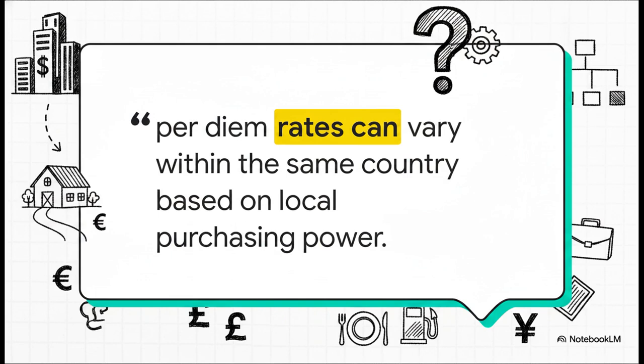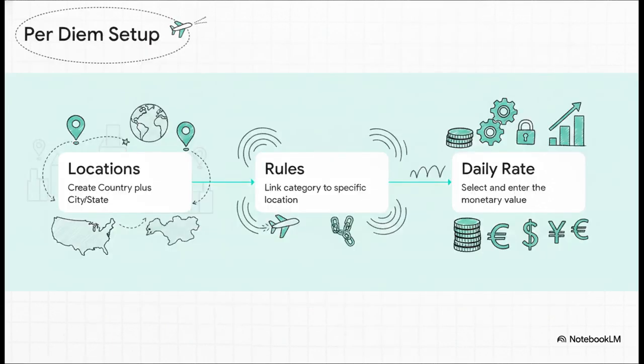You might be wondering why a basic country code isn't enough. Well, it's because you need highly granular expense locations. A daily meal allowance in a massive, expensive metropolitan city is going to be completely different from a small, rural town, right? Even if they're sitting in the exact same country. To actually build out that level of detail, here is your 3-step blueprint.